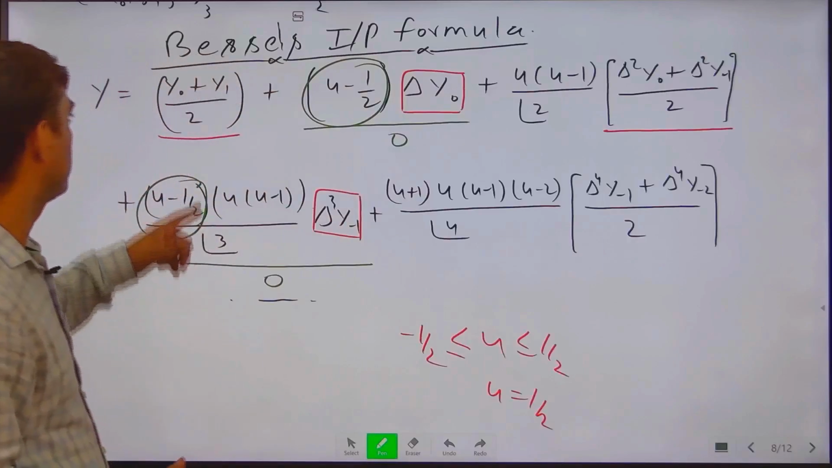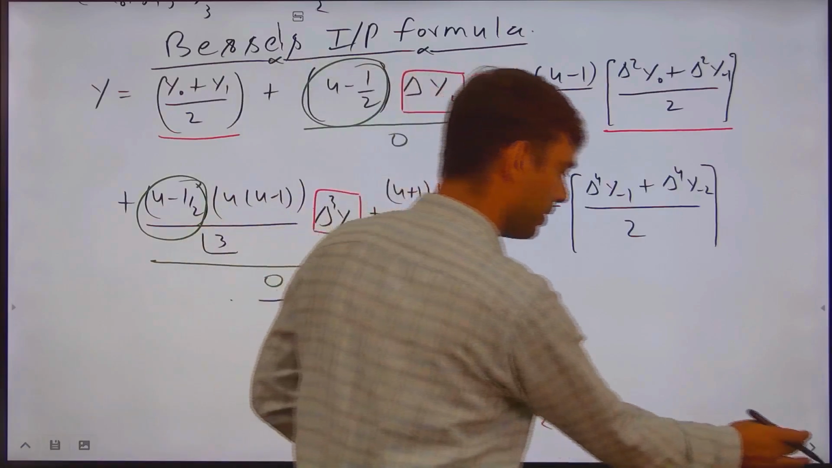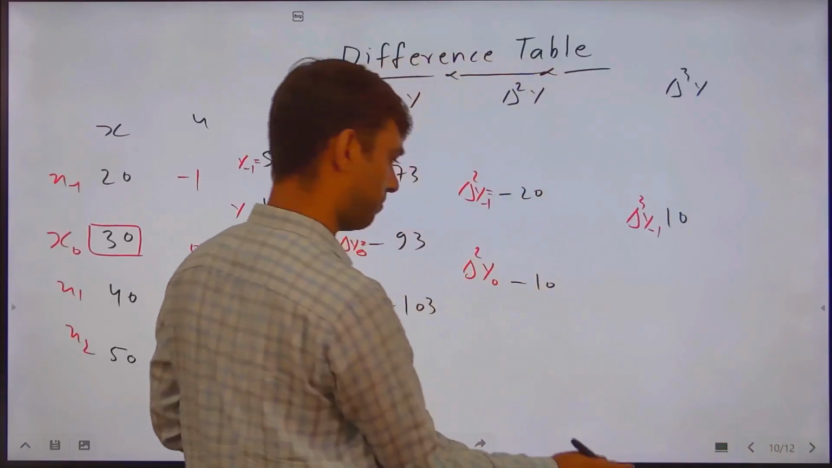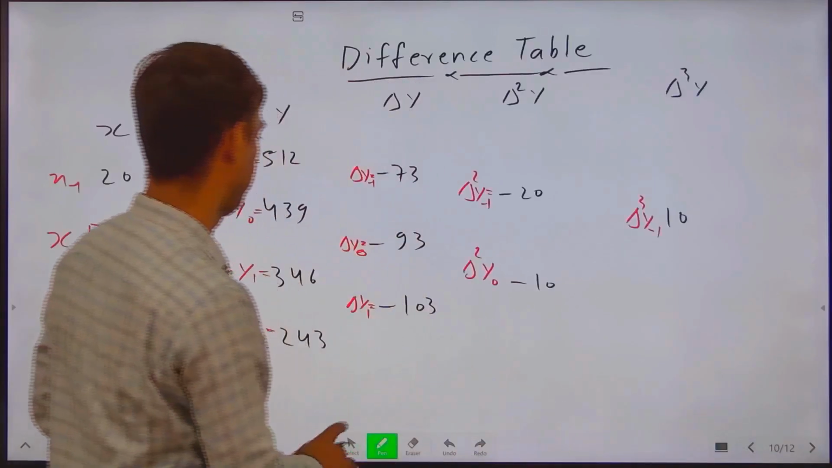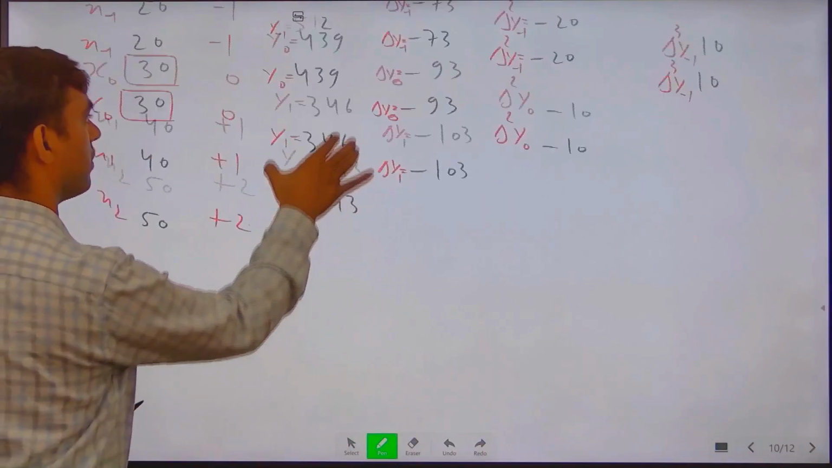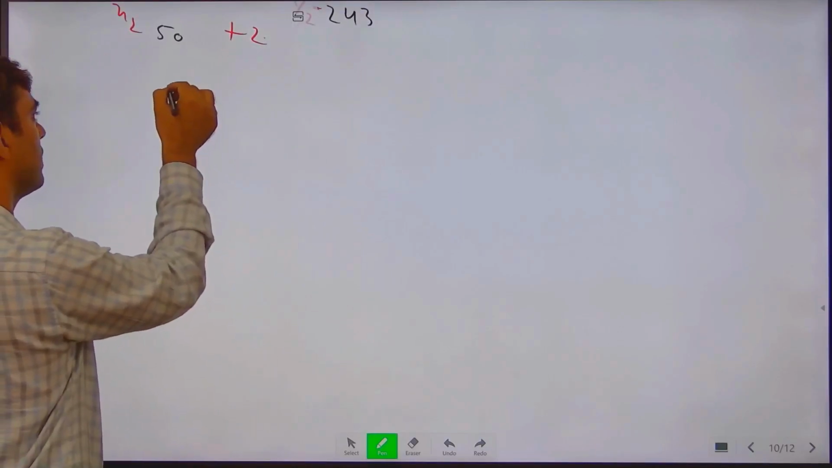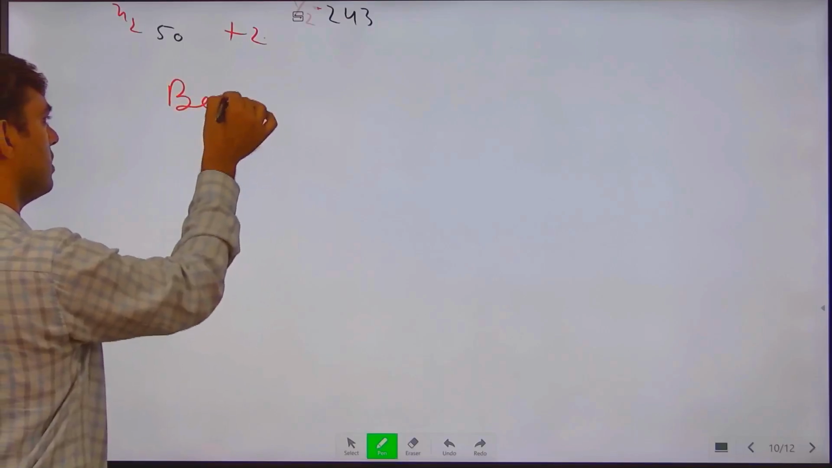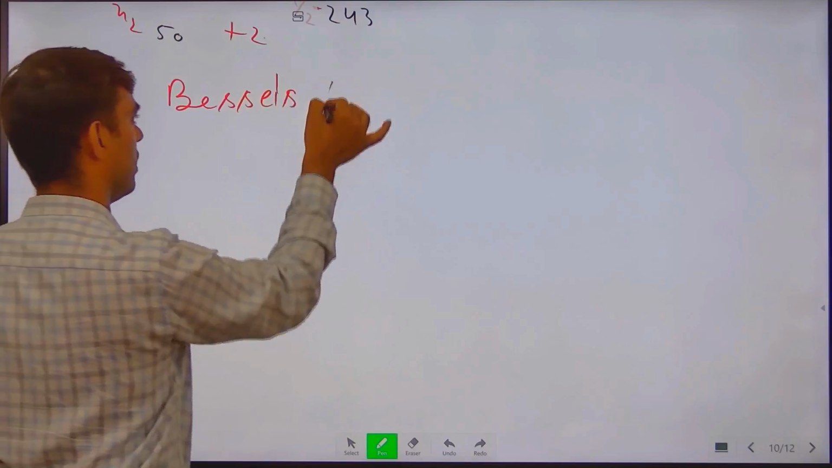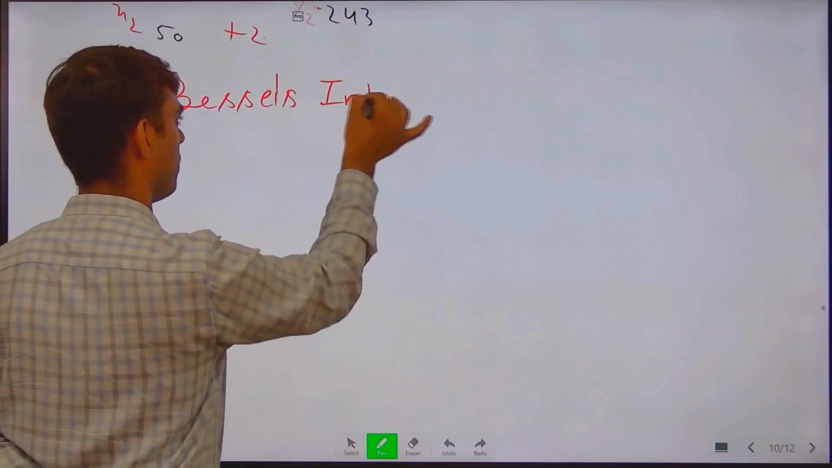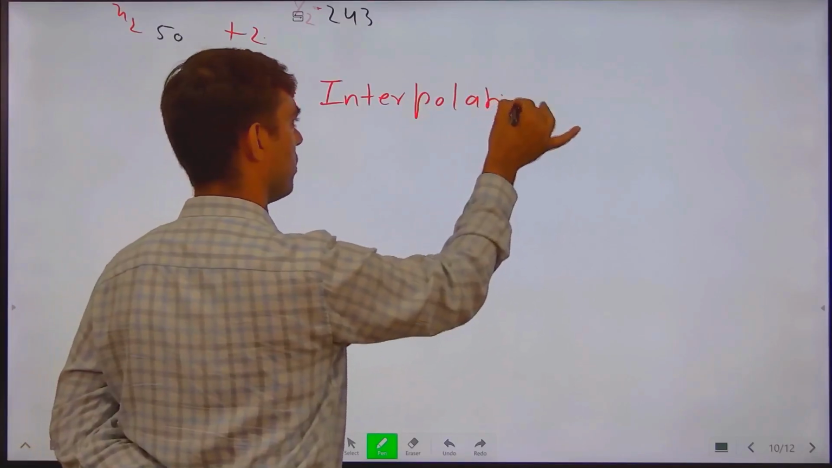So we write these values here, y0 plus y1 by 2. Now we write, sorry, not the Gauss, but Bessel's interpolation formula.